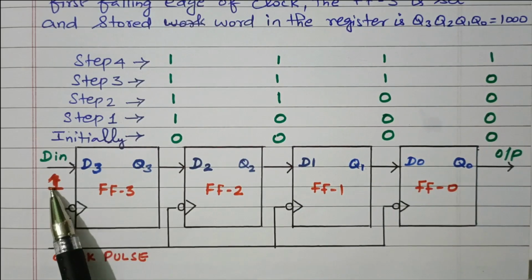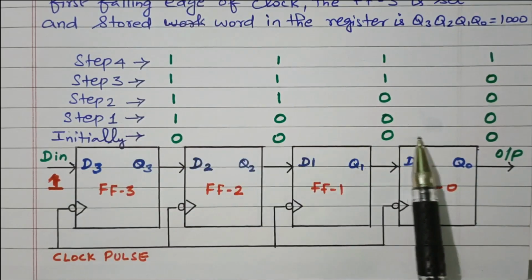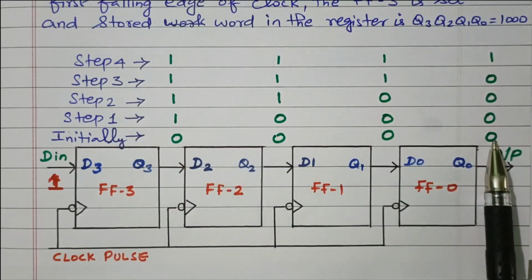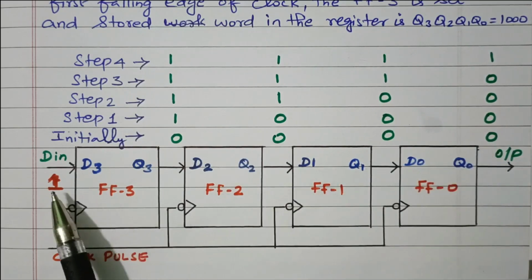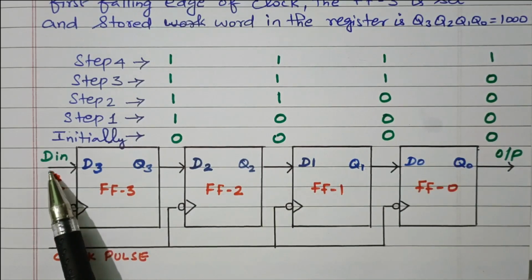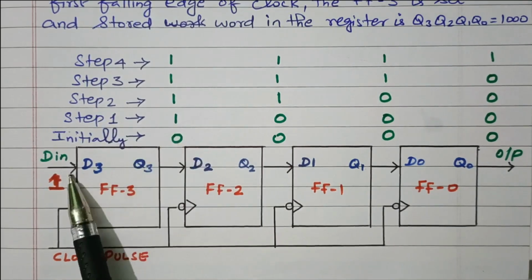Initially all the outputs of all the flip-flops are 0. The data we need to store is 1, 1, 1, 1, four ones. So initially we are applying 1 to D in. Step 1: we are applying 1 to D3.